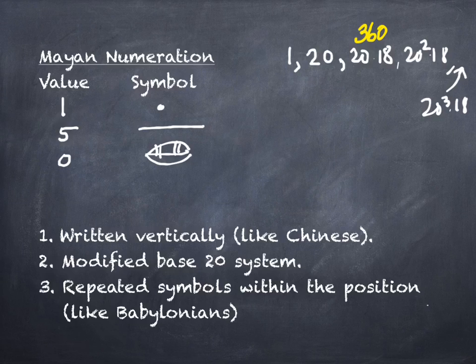The number of days in a year. And in their calendar, that's what they used. They used 360 days in a year. Okay? So maybe the world's still coming to an end because their calendar was a little bit off. All right, so that's what's going on here.